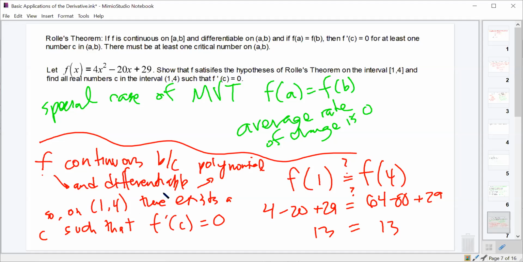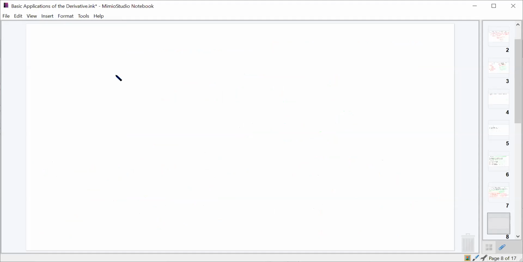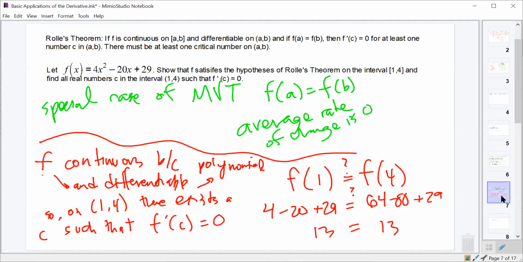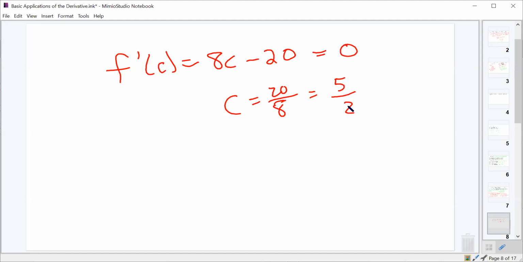And what's f prime of C? Give ourselves a new page here. F prime of C is equal to, what was it? Now I don't even remember what that function was. Should be 8c minus 20. Everybody agree with that? Hopefully. Which tells us that c equals 20 over 8, or 5/2. Everybody good with that?